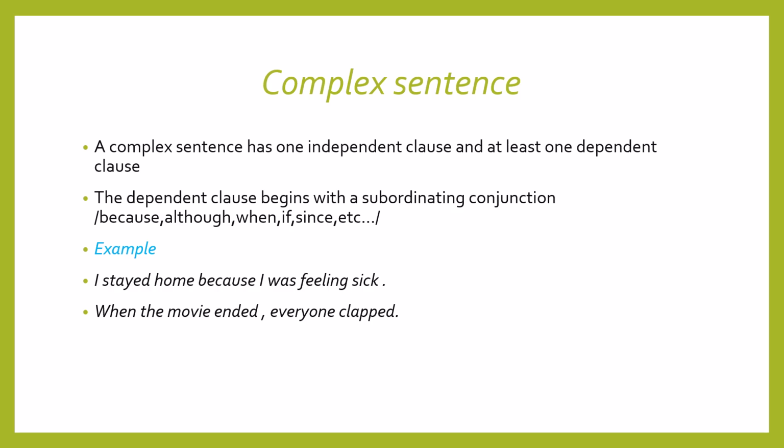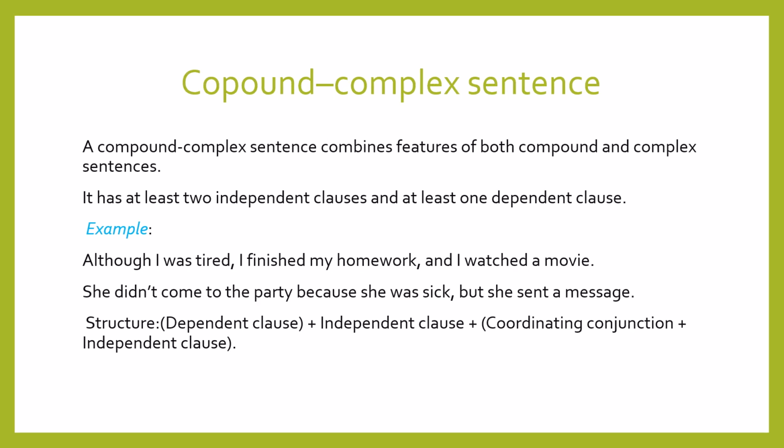Now let's move to the compound complex sentence. A compound complex sentence combines features of both compound and complex sentences. All right. So when we hear the words compound complex sentence, automatically we think about a compound sentence as two independent clauses joined by a coordinating conjunction, and a complex sentence as an independent clause and at least one dependent clause joined by a subordinating conjunction. This is what we are expecting.